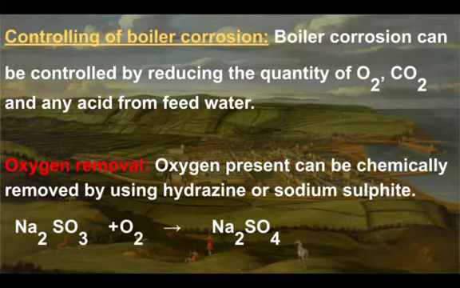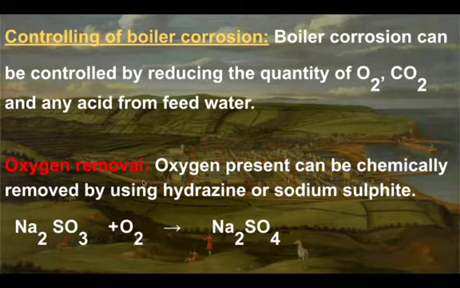Now, how to control boiler corrosion? Boiler corrosion can be controlled by reducing the quantity of oxygen, carbon dioxide and any acid from boiler feed water. Now, how can we remove these gases, oxygen, carbon dioxide and acid present in boiler feed water? How can they be removed?